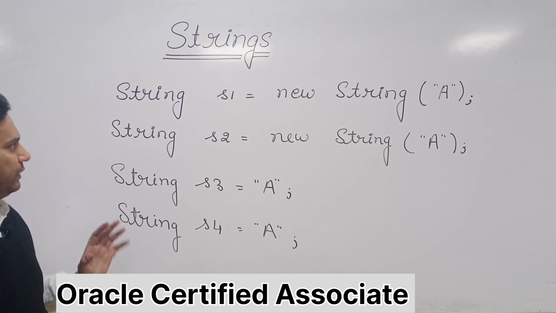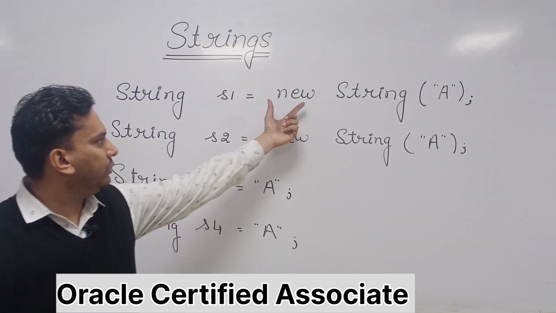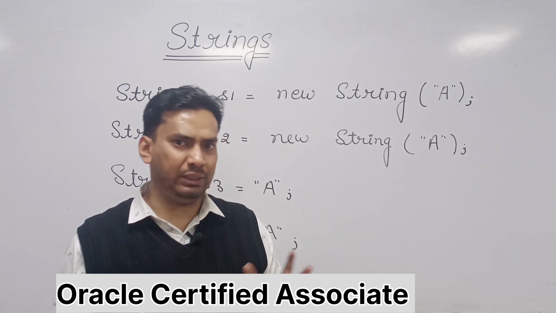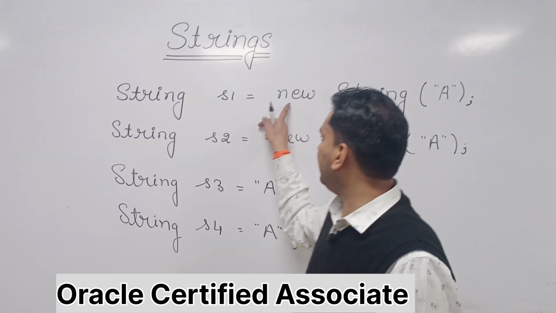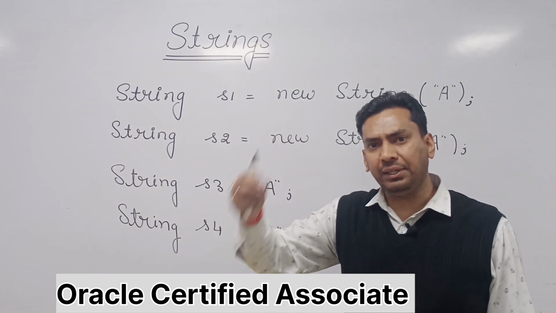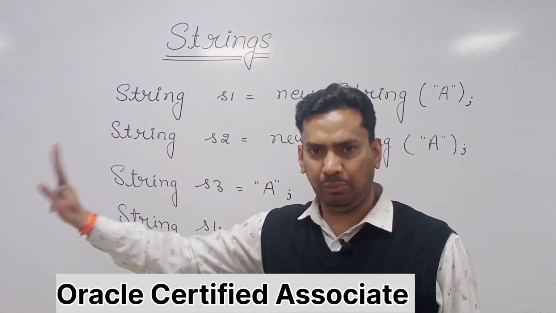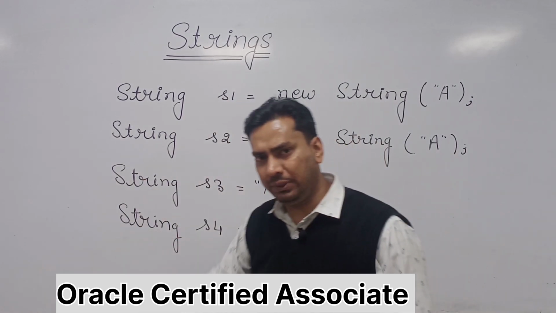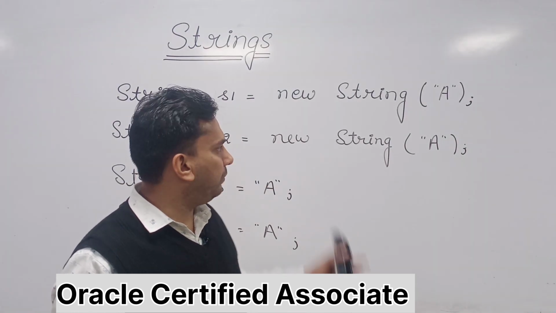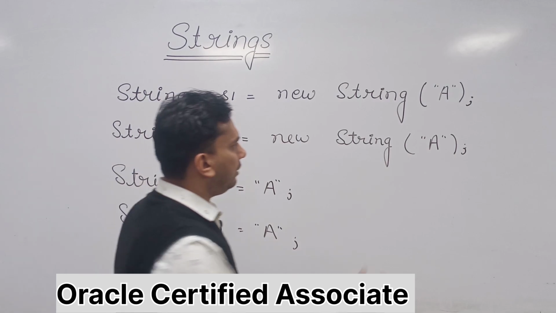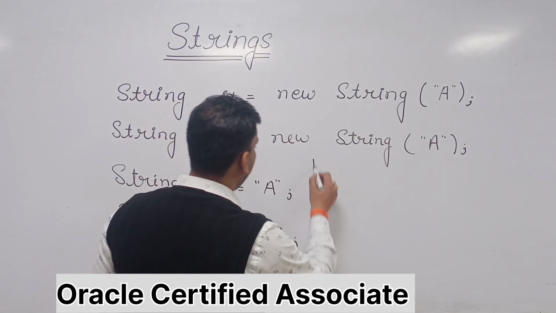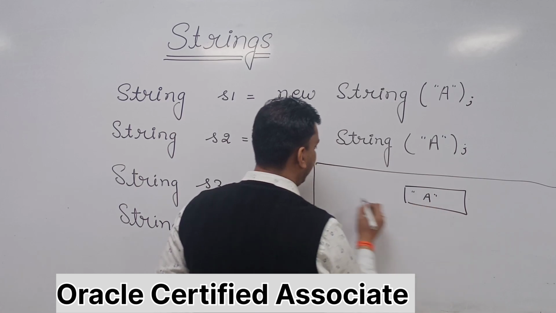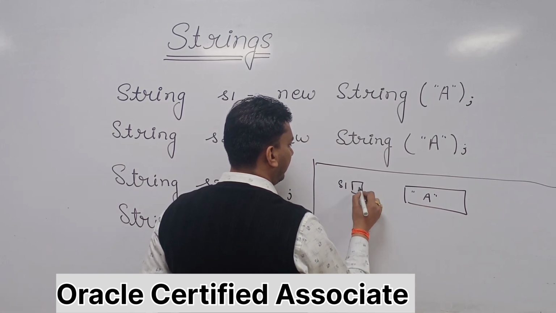Let us understand. First, when you use the new keyword to create a string, remember this very simple concept: whenever you use the new keyword to create any string object, definitely a new string will be created in the heap, because objects are created in the heap only. If you talk about the first one, S1 is equal to new string A, a new string object will be created in the heap with the content A, and S1 is the reference variable pointing to this object.